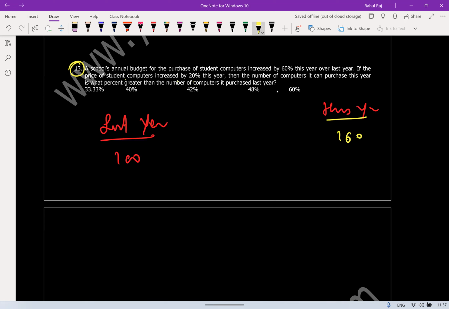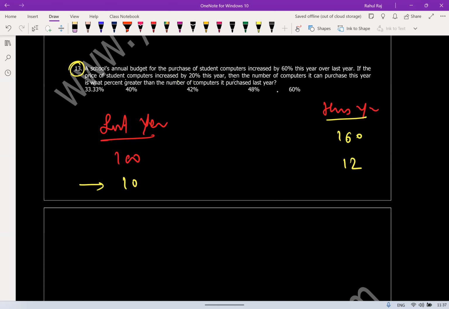If the price of a student computer increased 20% this year, imagine the price of each computer last year was $10. And this has increased 20% this year. 20% of 10 is 2, so it becomes 12. That's it. You can assume anything. I have assumed the price of each computer is 10. You can assume 20, 30, 40, 50, 60, whatever you want. That's all.